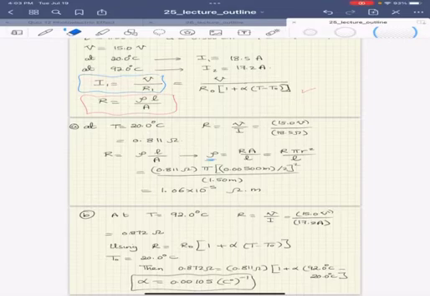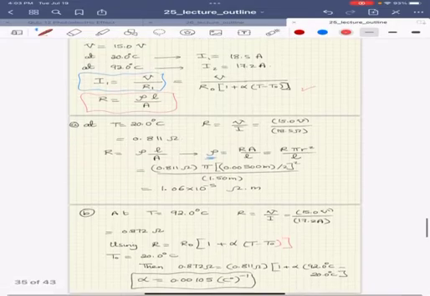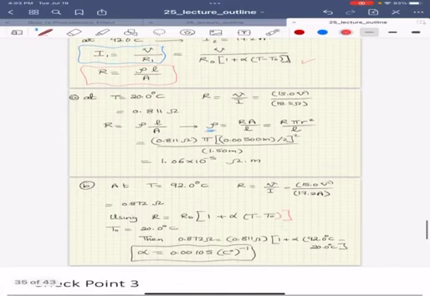And then R, its dependence on temperature, is given by this equation. I have calculated rho, and therefore I will be able here to calculate R. And from that, I will be able to find out what is going to be alpha.